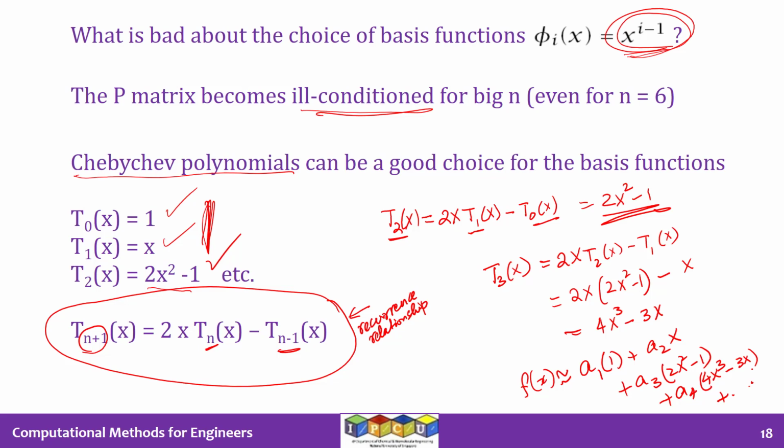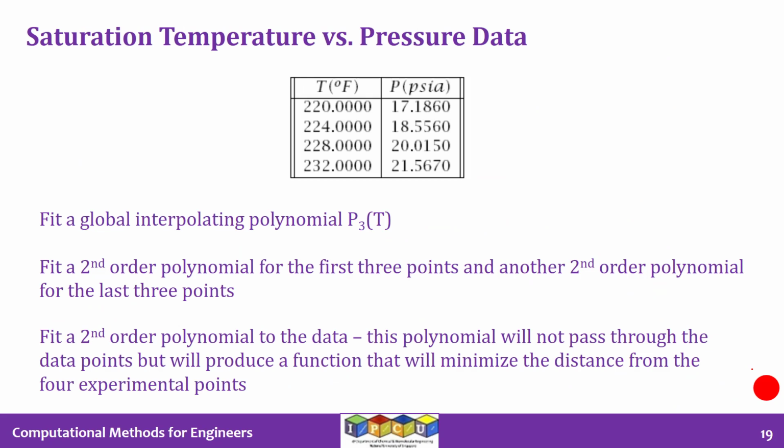Again, all you need to do is to find a1, a2, a3, a4 using the idea of least squares. Now, this is the last slide for this particular video lesson. And the problem is simple. I'm not going to discuss the answers for this. That's not my intention here. But I just want to provide you some options.